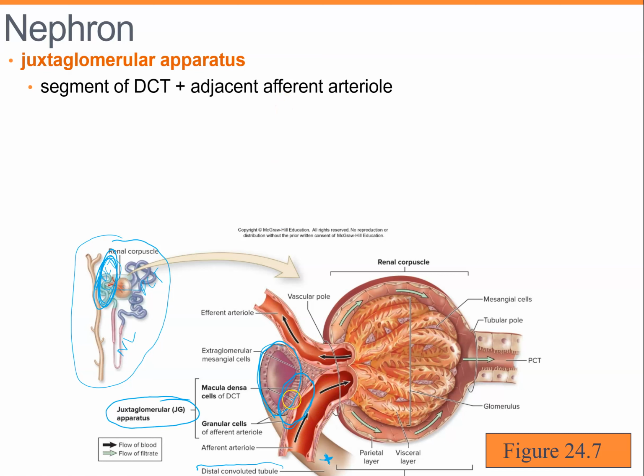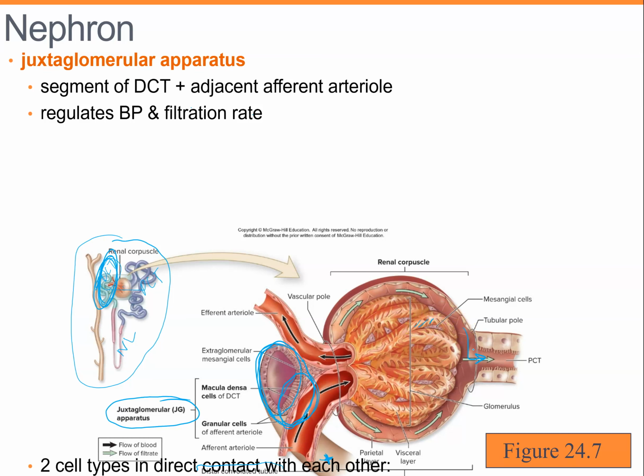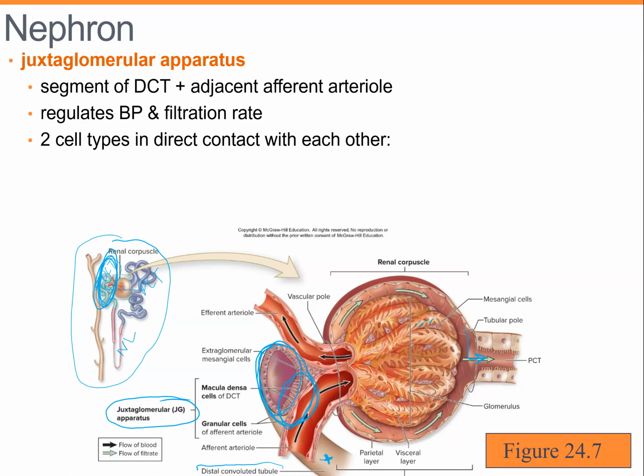The afferent arteriole is right next to it. So it's these two things right here. What you've got here is a couple of different cell types, and we'll go over those in just a second. But this is super important for regulating blood pressure and also for regulating filtration rate. We'll go over that in a few minutes, but that's how fast you're making filtrate. Remember, pushing the fluid out through those slits and into that capsular space. So there are two cell types in very close direct contact with each other here. One cell type is in the distal convoluted tubule, and the other cell type is in the afferent arteriole.